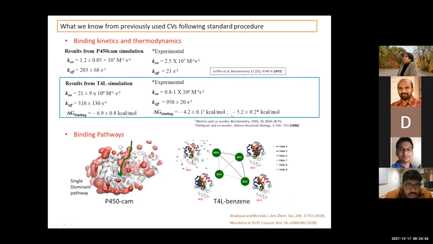We also achieved the many binding pathways in the case of T4 lysozyme, and we have shown how they are connected to each other, how they interconvert from one metastable state to another metastable state. But in the case of cytochrome P450, we have shown there is only a single dominant pathway, and it always prefers that, following the same trend in all three trajectories.